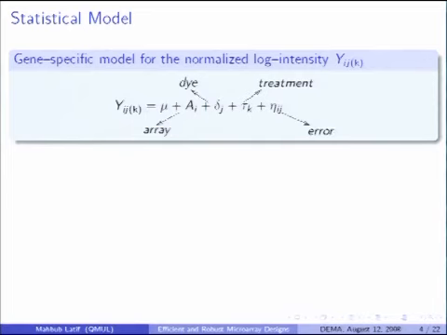So we use a gene-specific model for background corrected normalized log intensities. The model contains the main effects of array, dye, and treatment. We include the dye effects in our model because some recent papers mention that the usual normalization procedure cannot adjust for gene-specific dye effect. It can adjust only overall dye effect. And here our main goal is to estimate the treatment effect. Dye and array effects act as block factors.